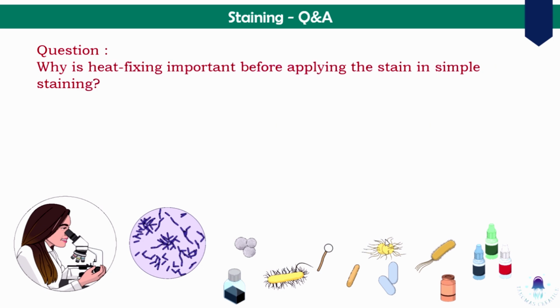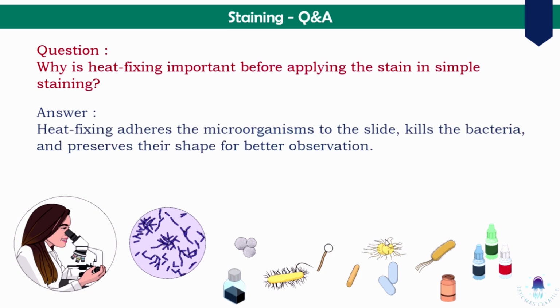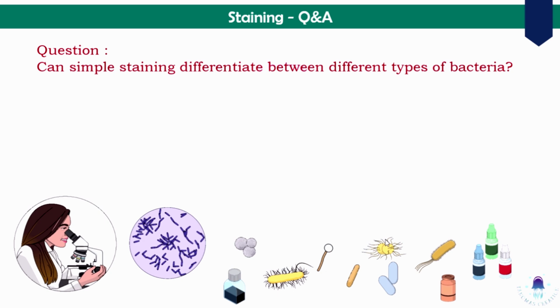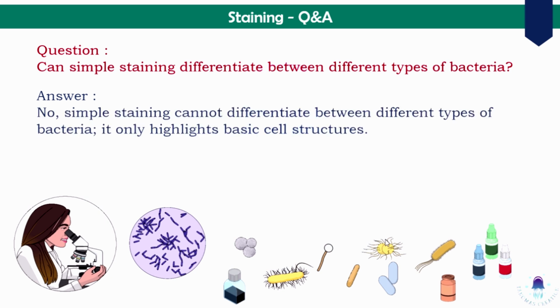Question: Why is heat fixing important before applying the stain in simple staining? Answer: Heat fixing adheres the microorganisms to the slide, kills the bacteria, and preserves their shape for better observation. Question: Can simple staining differentiate between different types of bacteria? Answer: No. Simple staining cannot differentiate between different types of bacteria. It only highlights basic cell structures.